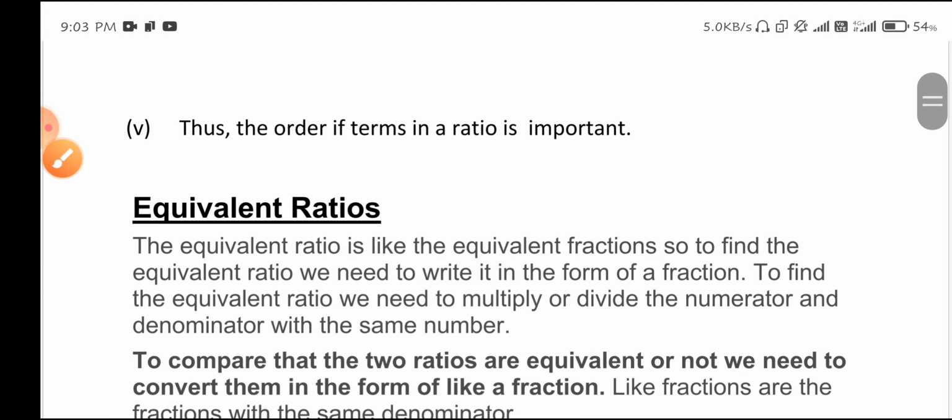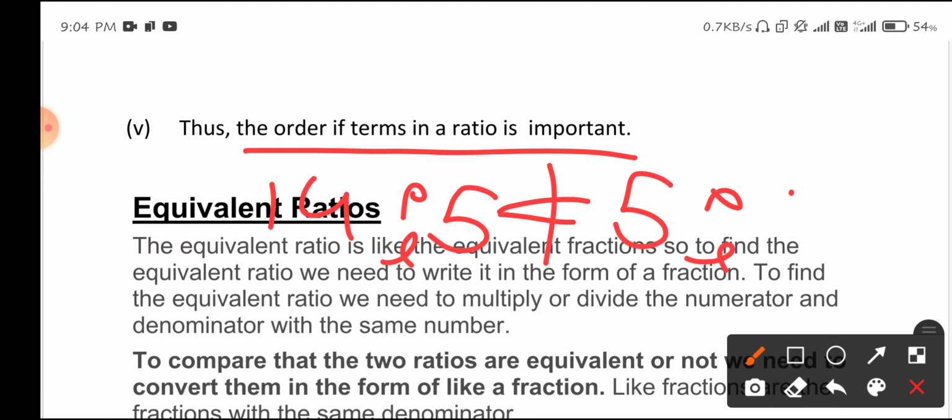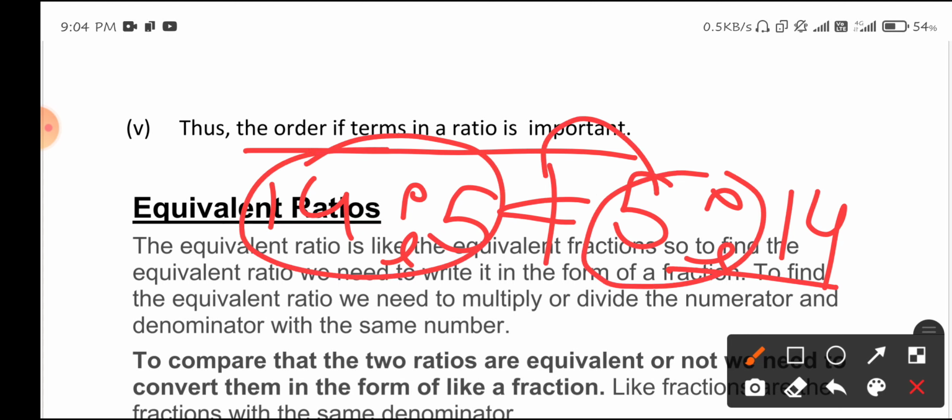The order of the terms in a ratio is important. It means 14 ratio 5 is not equal to 5 ratio 14. Order is also important; these two will not be equal because 5 is here in the numerator and here in the denominator, so both are not equal.